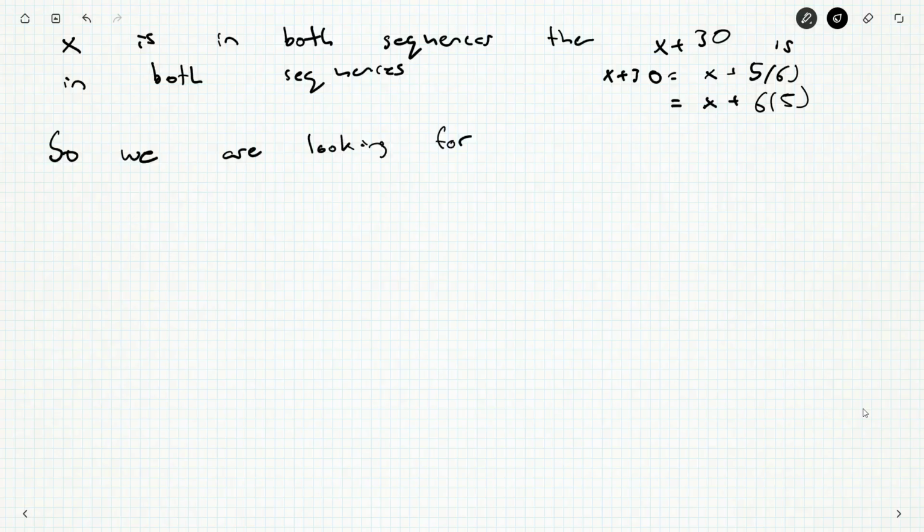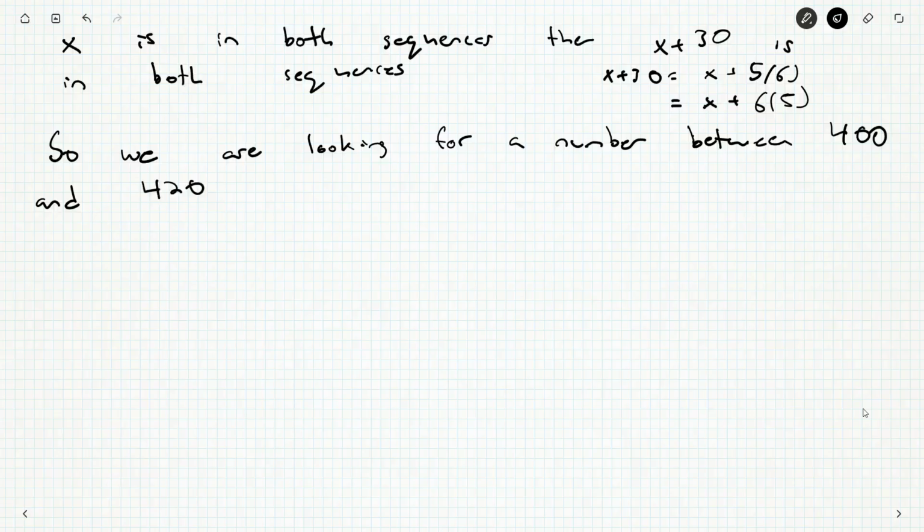So we're looking for a number between 400 and 420, which looks like 22 plus some number of 30s. Okay, well now this isn't particularly hard to find.